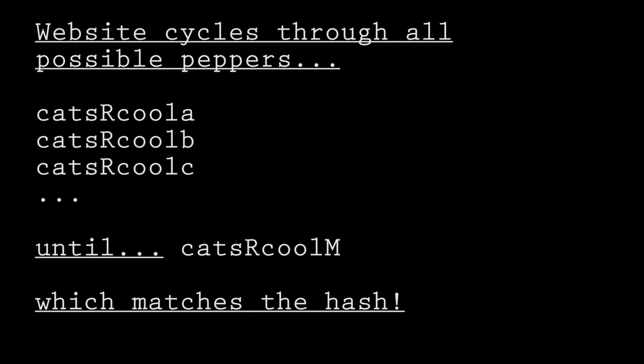The website will then cycle through every possible combination of the pepper. In this case of upper and lowercase letters, there are 52 combinations, so the website will try hashing "cats are cool A", "cats are cool B", and so on until it gets to "cats are cool M". If one of the hashes matches the stored hash, then the user is allowed to log in.